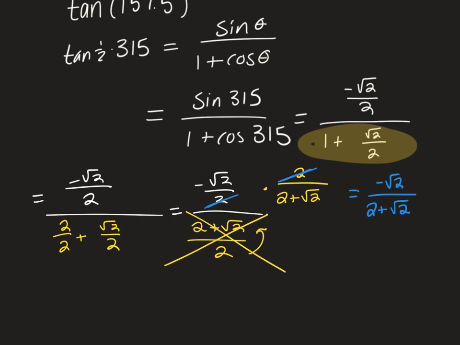Is that your answer? No. Because what's in the denominator? A square root. A square root in the bottom of the fraction. So we don't like square roots in the bottom of fractions. So we have to multiply by the conjugate, where we change the sign in the middle.